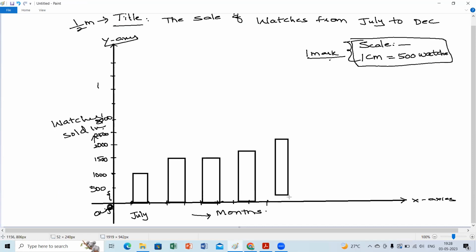Children, I'm taking just approximate values. Children, you please do a little bit accurately because I'm not taking the graph here. Yes, 2500. The last month it is 1500, right? It's 1500. We can see, children, right now.